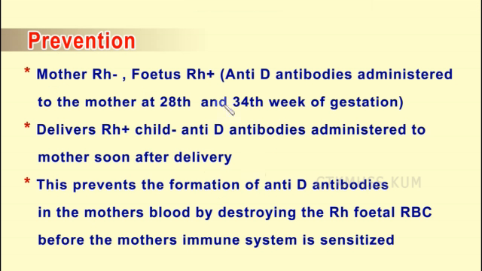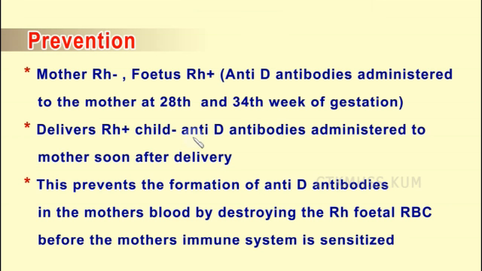How can we prevent these conditions? When the mother is RH negative and the fetus is RH positive, anti-D antibodies are administered to the mother at the 28th and 34th week of gestation. So, that is anti-D antibodies called Rhogam will be given. If this mother delivers an RH positive child, that is the first pregnancy, as I told you, when the first child is born, that child will not be affected, only the second child will be affected.